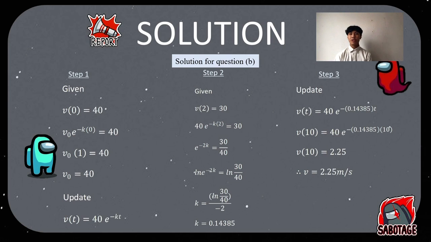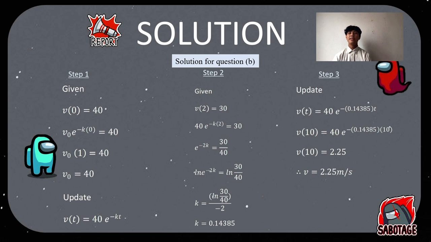Okay, I will present the solution for question B. First of all, we need to do step 1. Given v(0) equal to 40, and then we will get v0 e to the power of negative k times 0 equal to 40, so v0 equal to 40. In the update, we will get v(t) equal to 40 e to the power of negative kt.